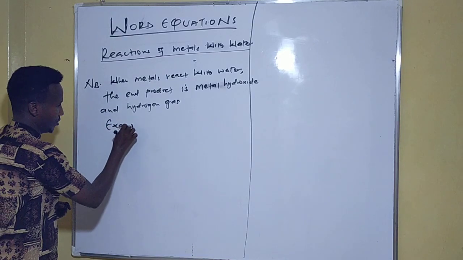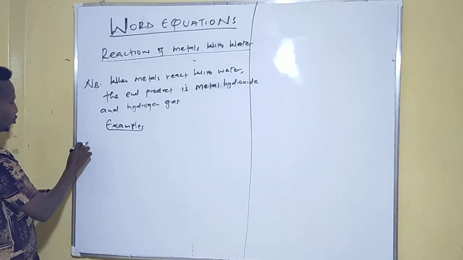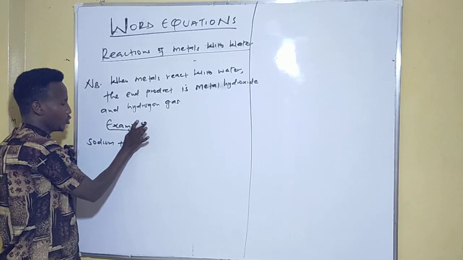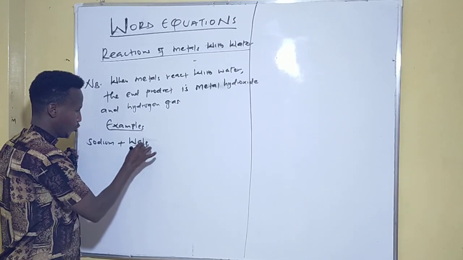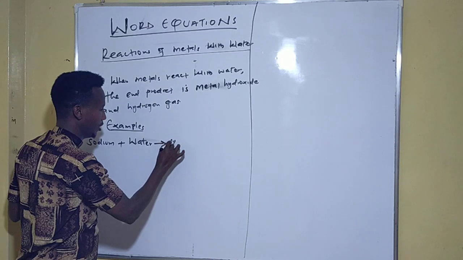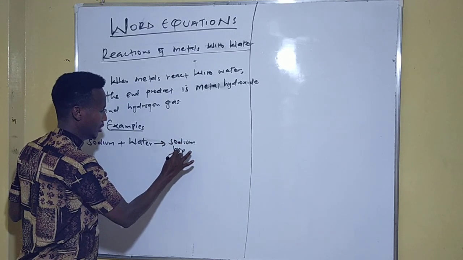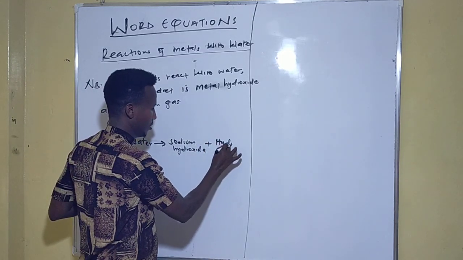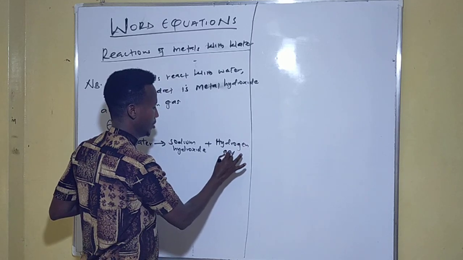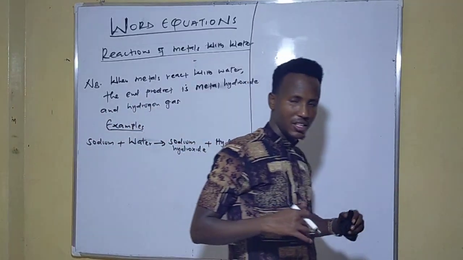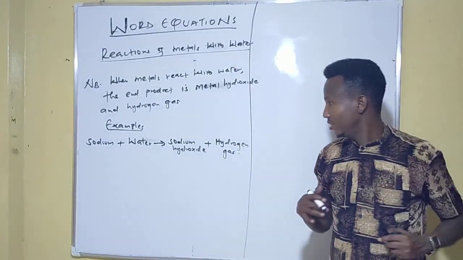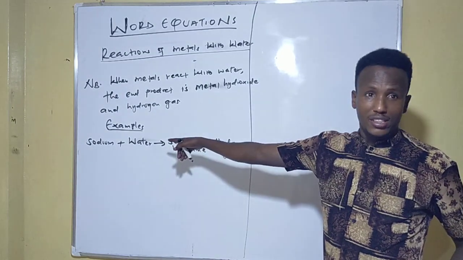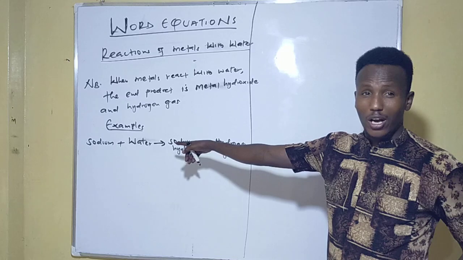Let me take examples. Let me say now sodium plus water. Remember, sodium is a metal, a Group 1 metal. Sodium plus water is going to give us sodium hydroxide plus hydrogen gas. Just understand that. Look here. Metal hydroxide. Check the reactant side. Our metal was sodium.